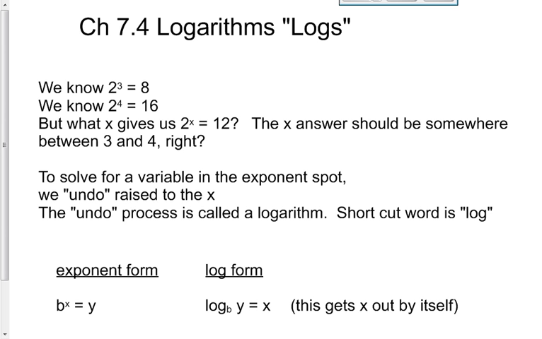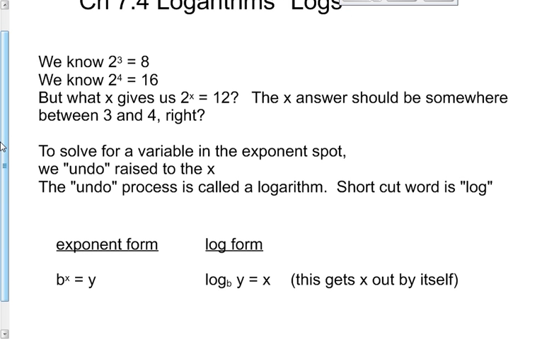Section 7.4 on logarithms, also just known as logs. We currently know that 2 to the third equals 8. We know that 2 to the fourth is 16. But what x would give us 2 raised to the x equals 12? We know that the answer should be someplace between 3 and 4, but we've got to figure out how to do that. So we're trying to figure out the power position right there.